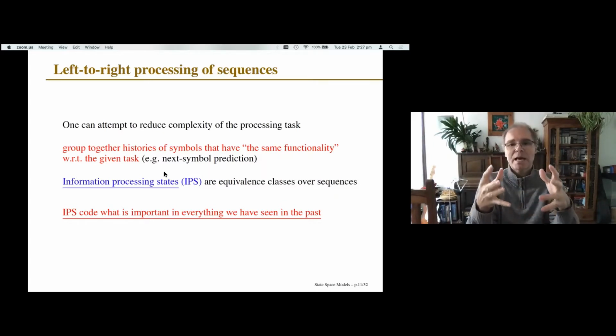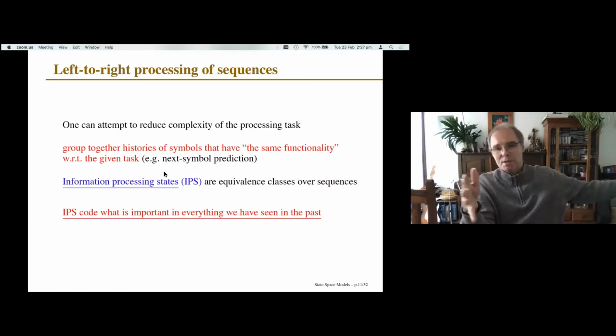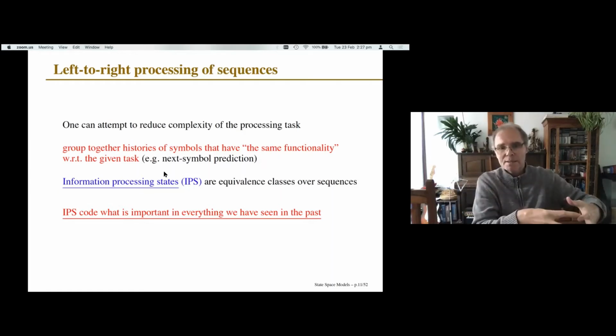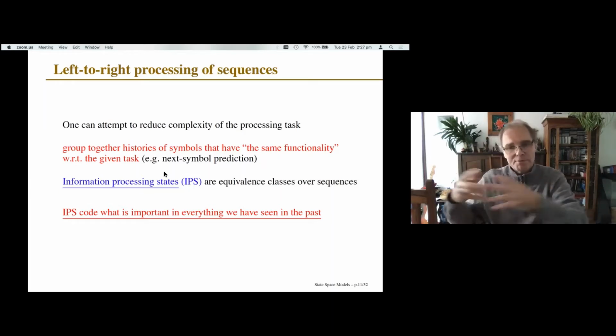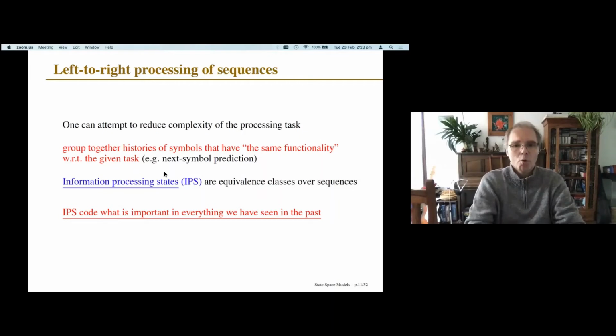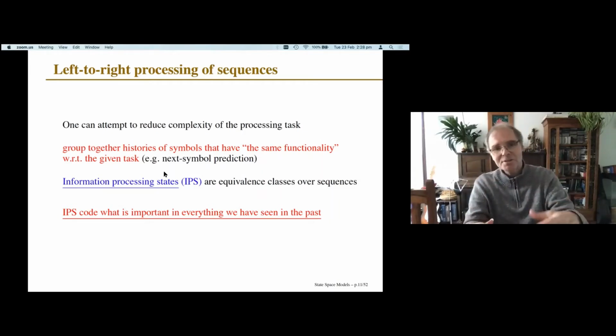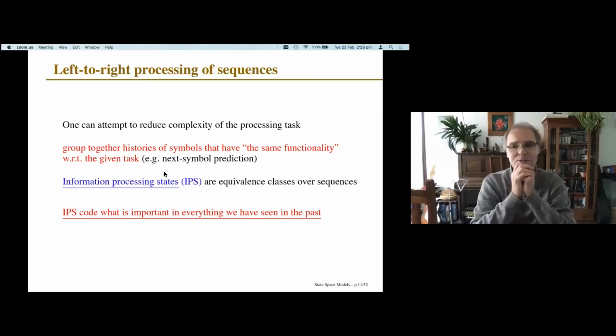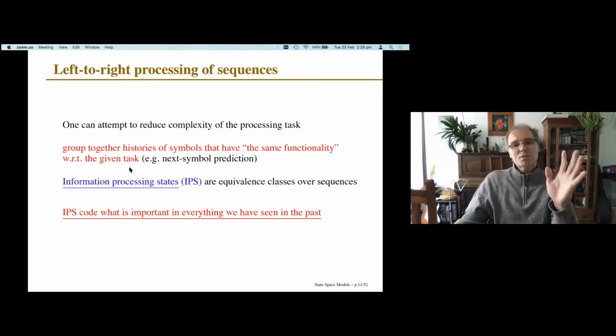Mathematically, these are equivalence classes over your histories of sequences that you have seen before, because you can collapse things if they lead to the same, for example, future continuation, if your criterion is prediction, or they can lead to the same classification if your criterion is classification, and so on. The important thing is to remember that information processing states code everything that is important in the past for what we want to do in the future.